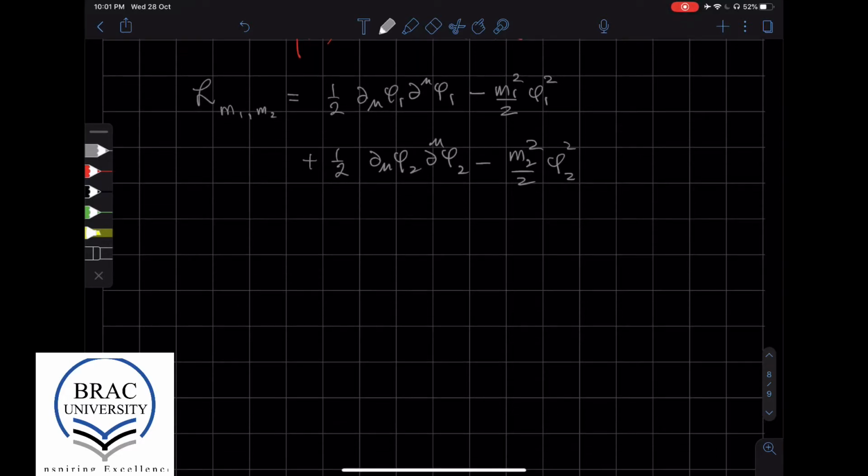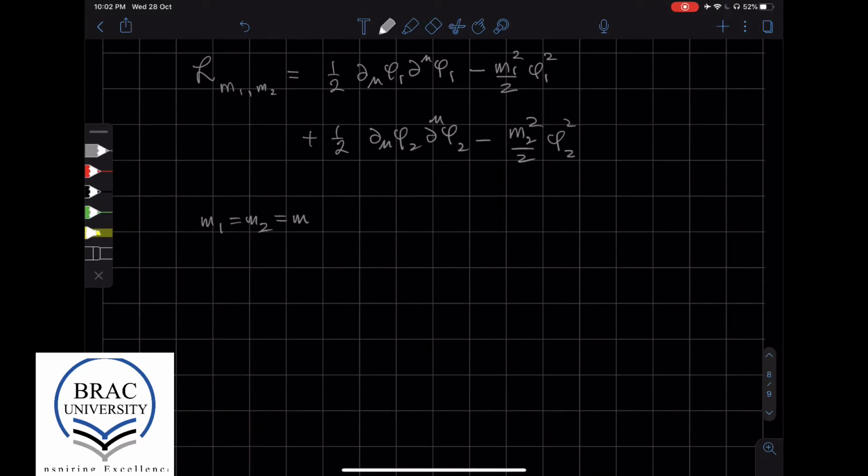Now, in the limit when m1 is equal to m2, and we call it m, what we can do is combine these two scalar fields into a complex scalar field. So let's write this as phi1 plus i phi2. And then we can express this Lagrangian as a Lagrangian of a complex scalar field, like this.